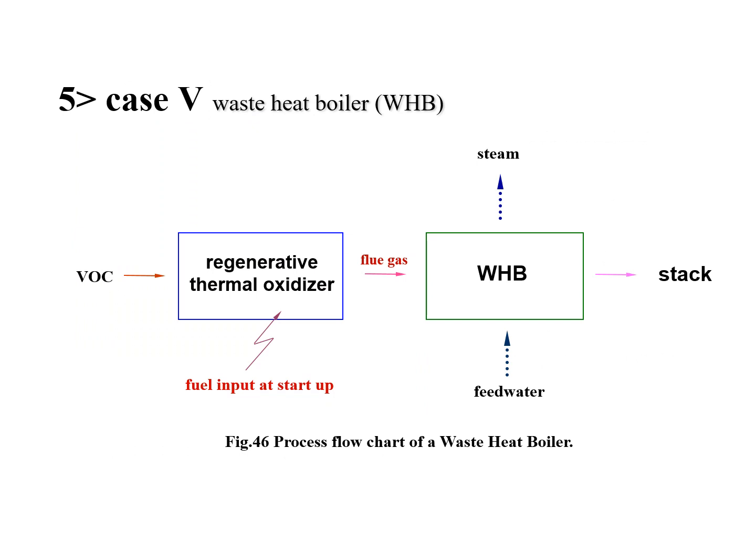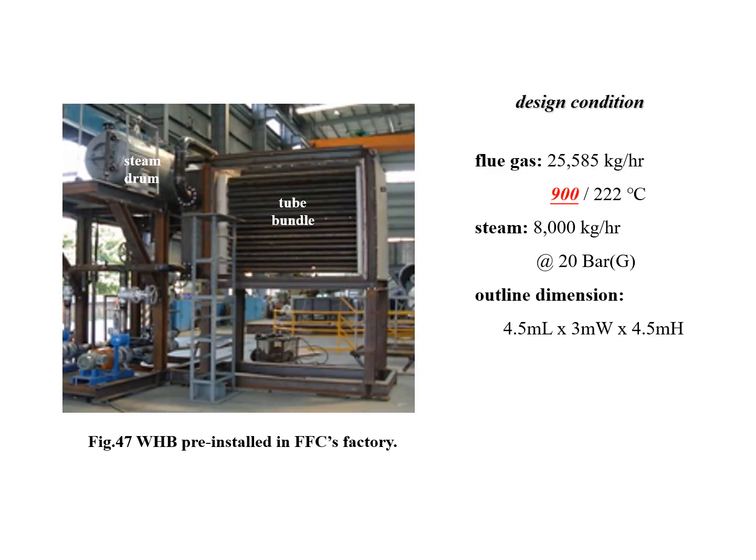Case 5. Waste heat boiler. A waste heat boiler is used to recover high temperature waste heat from the exhaust gas and generate steam for thermal applications. This picture shows the waste heat boiler pre-installed in our factory. Under normal operation, the outlet temperature of flue gas is about 900 degrees.